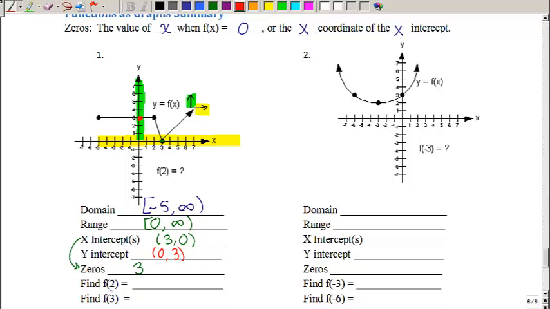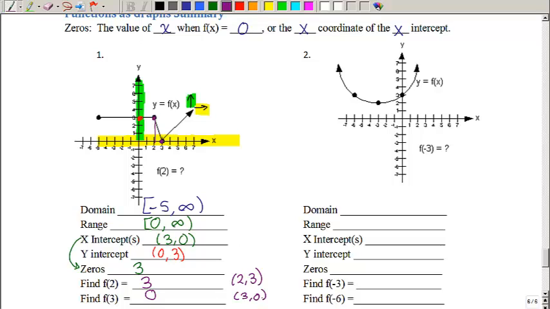And the last thing I'm looking for is values of the function at the given input. In this case, f of 2. When x is equal to 2, y is equal to 3, or the point (2, 3) tells me that f of 2 is equal to 3. Similarly, f of 3, I have a y value of 0, with the corresponding point being (3, 0).